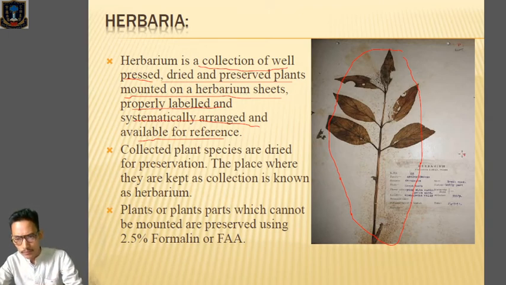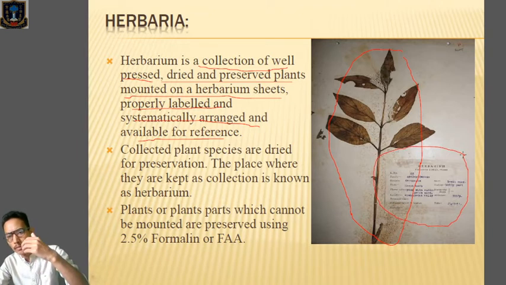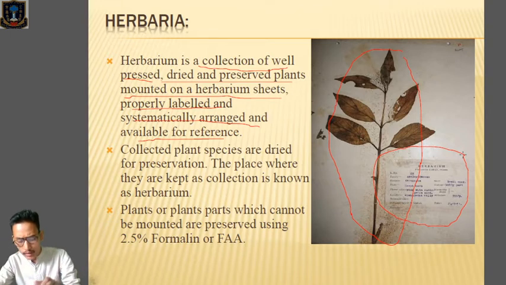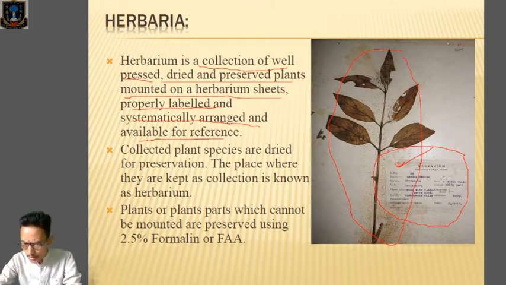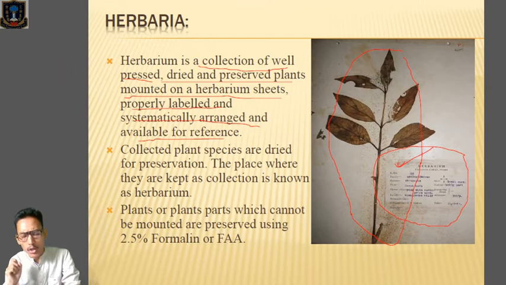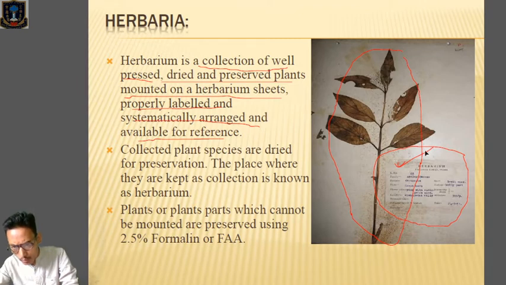You can see over here the information that is being presented in the herbarium sheet. So in that particular group, what will we write? We'll write the scientific name of the plant over here, the common name or the local name of the plant, then the family name to which the plant belongs, then date of collection, habitat, locality, name of the collector, and name of the institution. So all those things we will write over here.